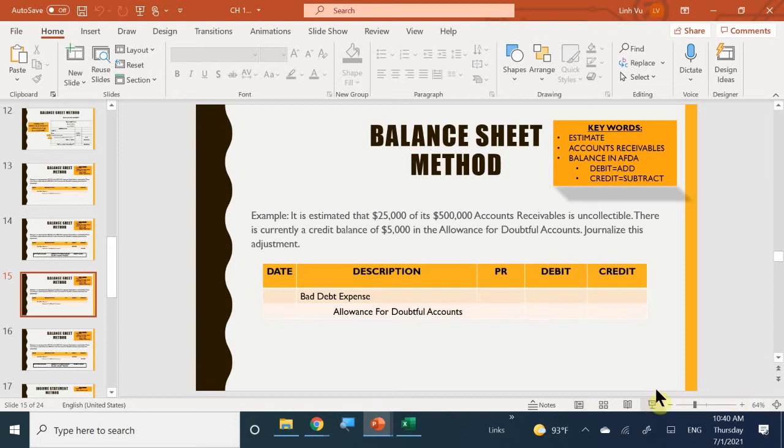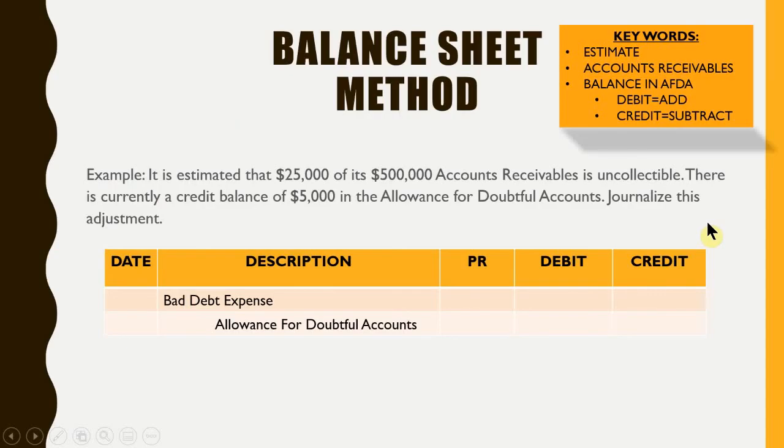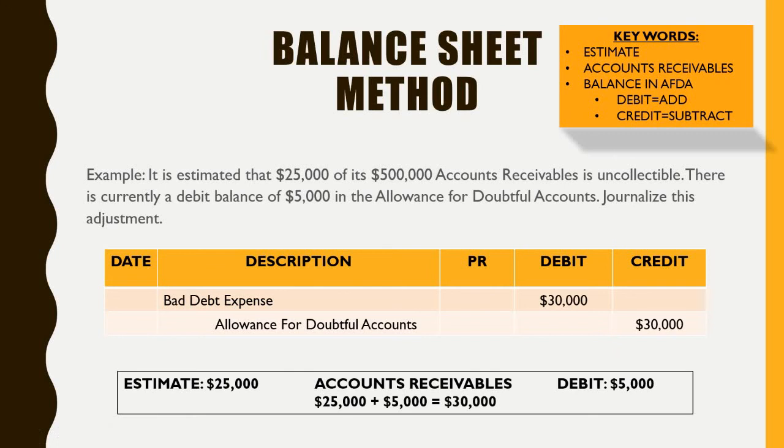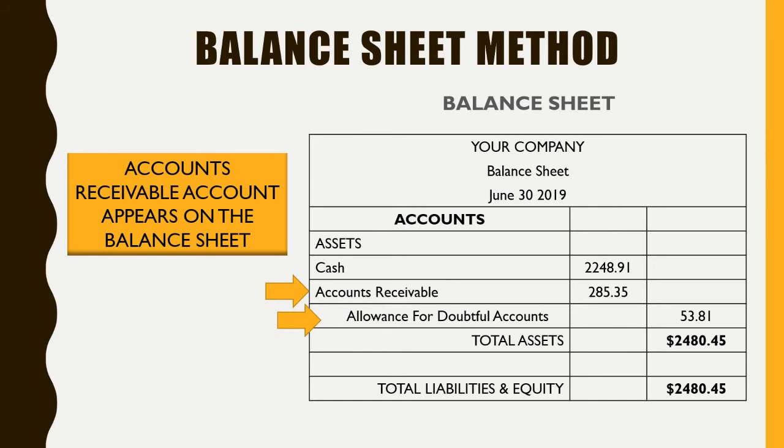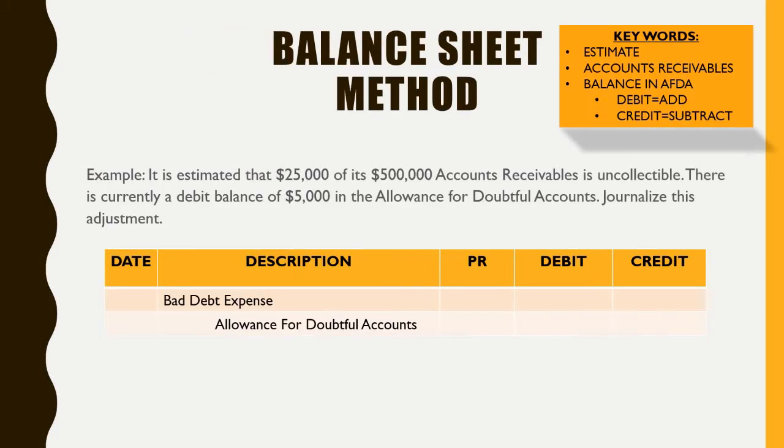All right, coming back to this where we left off. Once again, we were looking at the balance sheet method. We know this because when we take a look at our balance sheet, it has the accounts receivable and the allowance for doubtful accounts. In this case, we need to look at three criteria. The first criterion is my estimated amount, which was $25,000 out of $500,000. So make sure I'm only looking at what my estimated amount is.